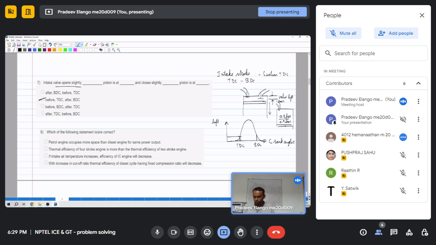Then the next one: which of the following statements is correct? Petrol engine occupies more space than diesel engine for the same power output. Thermal efficiency of a 4-stroke engine is more than the thermal efficiency of a 2-stroke engine. If intake air increases, efficiency of an IC engine will decrease. As temperature increases, efficiency of an IC engine will decrease. With increase in cutoff ratio, thermal efficiency of a diesel cycle having fixed compression ratio will decrease. Which of the following statements are correct?